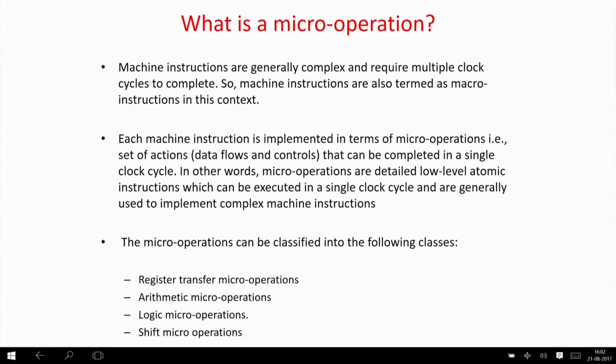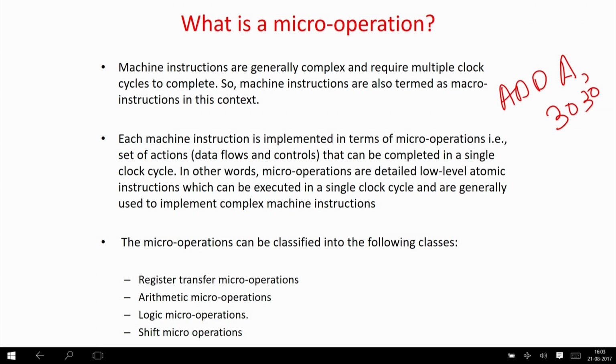Now we are coming to the module. So, what is a micro instruction? Machine instructions are generally complex and require multiple cycles to complete. So, machine instructions are also termed macro instructions in this context. As I was saying from the very beginning, if you take a large instruction, say add accumulator 3030, in this case, as I told you, it is a macro instruction. Add A is the accumulator from the 3030 memory location.